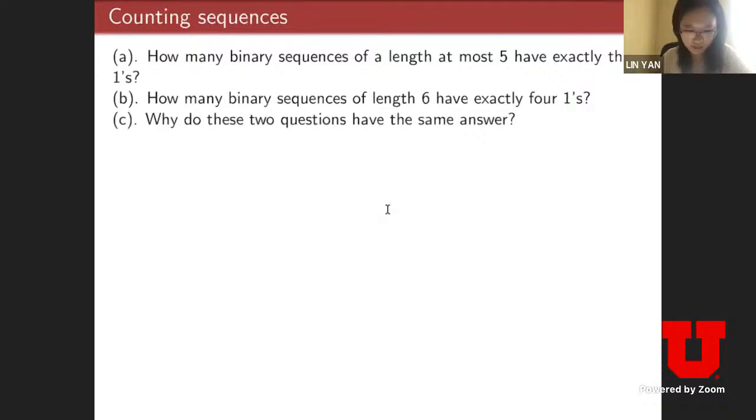Let's get started with the first one. So I will give you 2 minutes to think about it, and then we will work on it together. And if you're done with that, you can type your solutions in the chat window, and we will discuss it 2 minutes later.